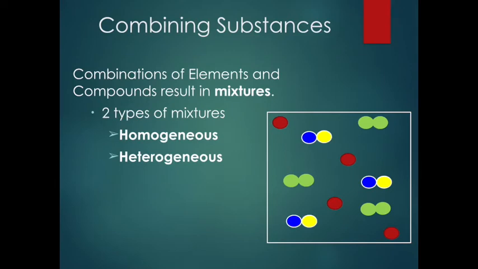So we looked at pure substances and saw that the composition does not vary in pure substances. So pure substances were elements and compounds. Now we're going to be looking at when we combine elements and compounds, we make a mixture. And there's two types of mixtures we're going to talk about, homogeneous and heterogeneous. So here in this box, you can see we have some atoms, we have some compounds, we have some molecules. So mixtures are a combination of all of those.